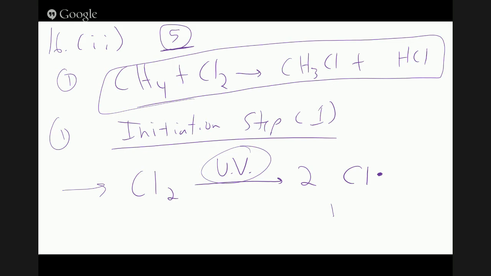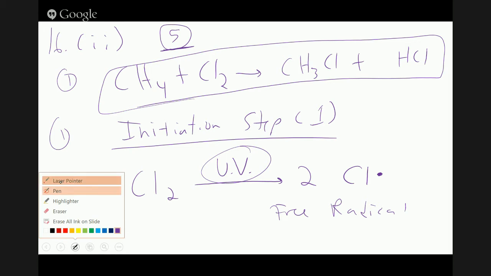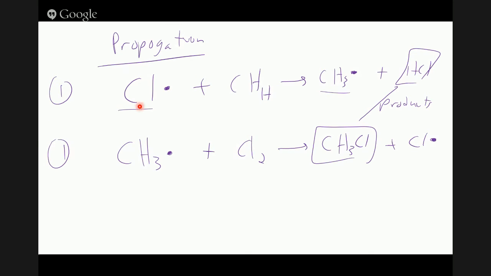So this is a free radical. Remember that free radicals are very reactive. So that leads us to propagation. If a free radical happens to collide with the halogen or with the alkane, the regular alkane, it's going to pull a hydrogen from here and make HCl. It's also going to leave behind a radical.